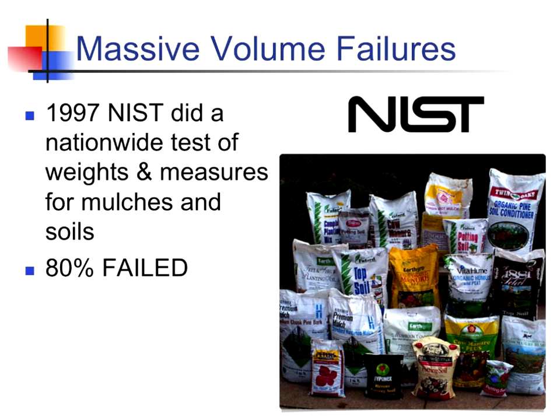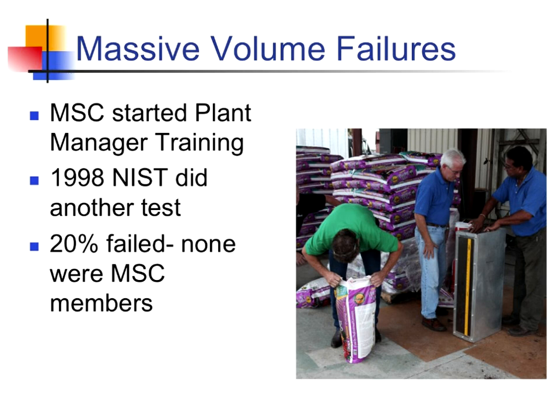NIST did this as a different process, but 80% of them failed. Well, the Mulch and Soil Council, which is an association of manufacturers, developed a plant manager training program based on some of this issue. They went around to lots of different organizations, collected people, and showed them proper ways of measuring, label issues, and all these things. Then in 1998, NIST went back and did another test. In that case, there was only a 20% failure rate, and none of those that went through the plant manager training program or worked with the Mulch and Soil Council failed. So it was the start of a push toward developing standards for these materials, and it was based on weights and measures.